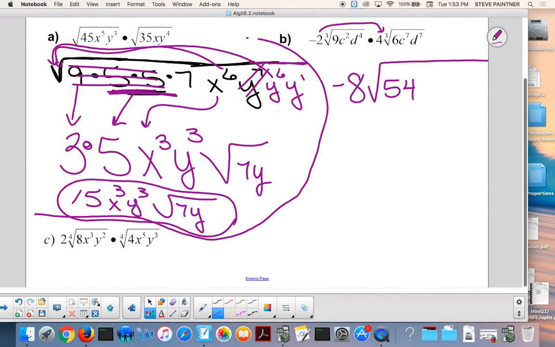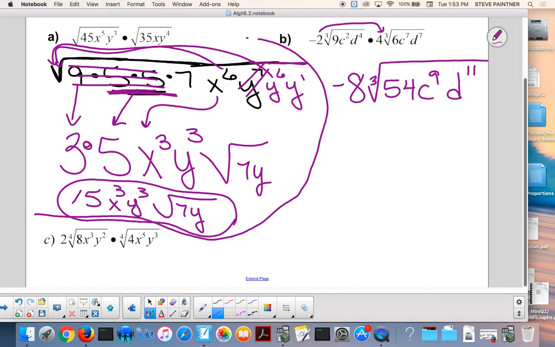C to the second times C to the seventh, C to the ninth. D to the fourth times D to the seventh, D to the 11. Okay. Whoops, and I forgot my cube root. 54 is not a perfect cube.